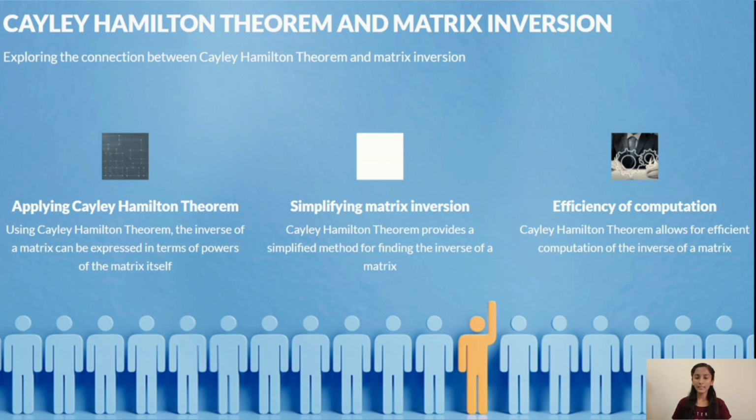Cayley-Hamilton theorem and matrix inversion. So let's explore the connection between Cayley-Hamilton theorem and matrix inversion. Applying Cayley-Hamilton theorem: using Cayley-Hamilton theorem, the inverse of a matrix can be expressed in terms of powers of the matrix itself. Simplifying matrix inversion: Cayley-Hamilton theorem provides a simplified method for finding the inverse of a matrix. Efficiency of computation: Cayley-Hamilton theorem allows for efficient computation of the inverse of a matrix.